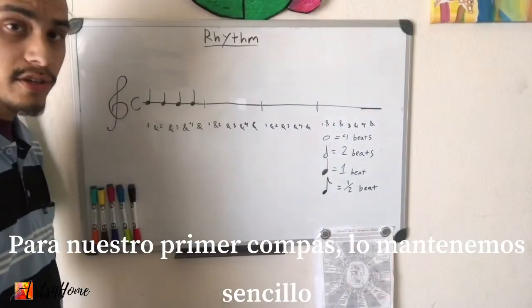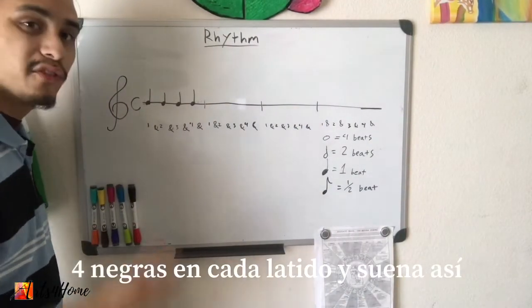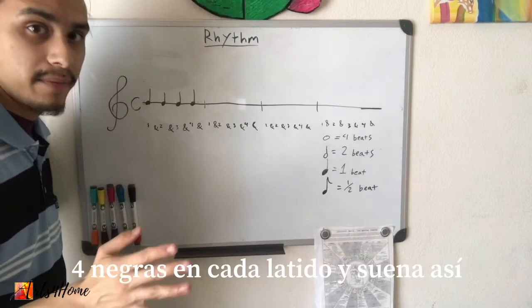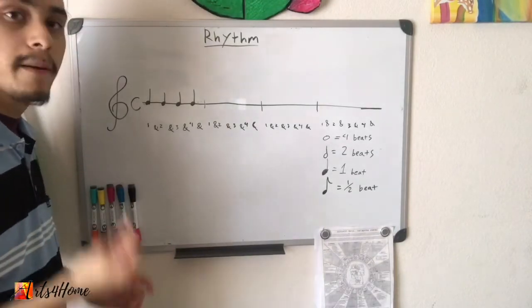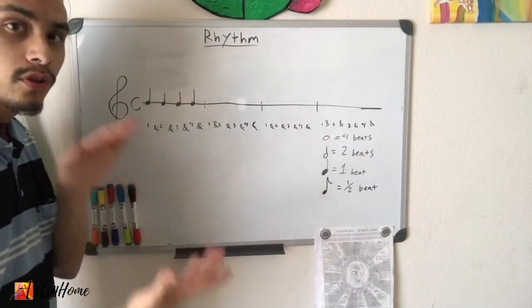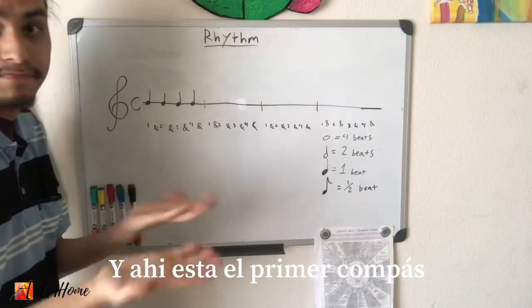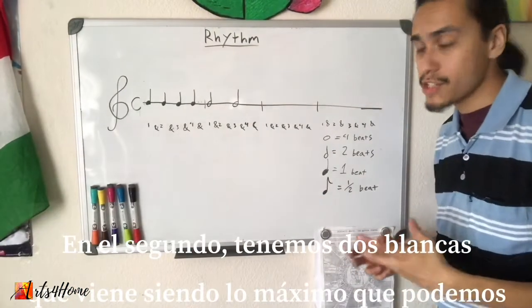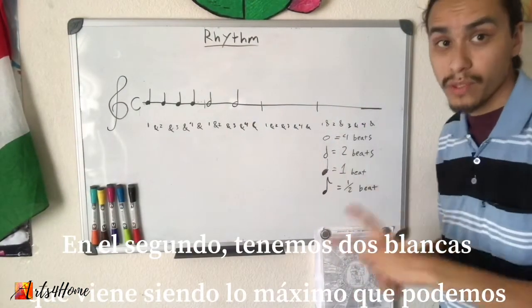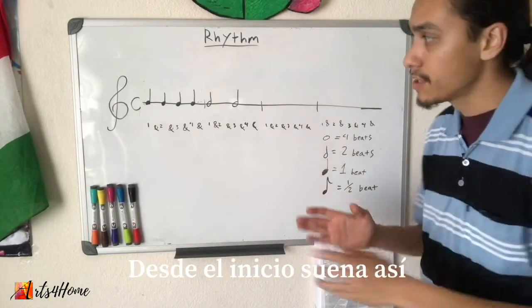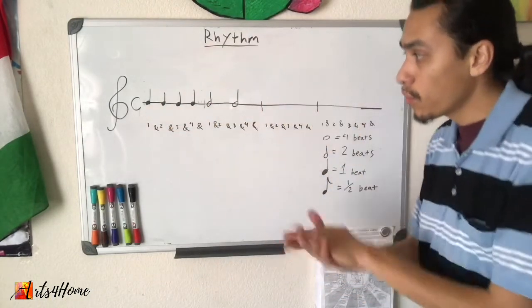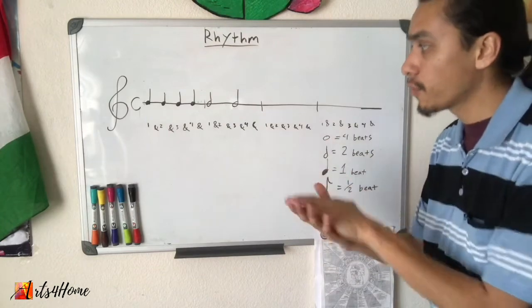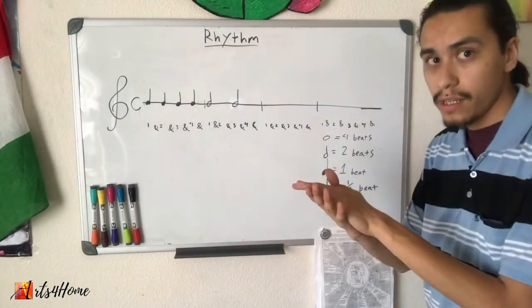So in our first measure, we're going to keep it simple and just put 4 quarter notes in every beat, okay? Real simple. It sounds like this. 1, 2, 3, 4. And that's the first measure. In our second measure, we have 2 half notes, which is the most amount of half notes that we can have in a measure. So now from here it goes 1, 2, 3, 4, 1, 2, 3, 4.